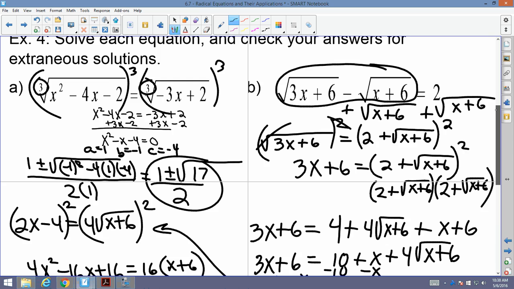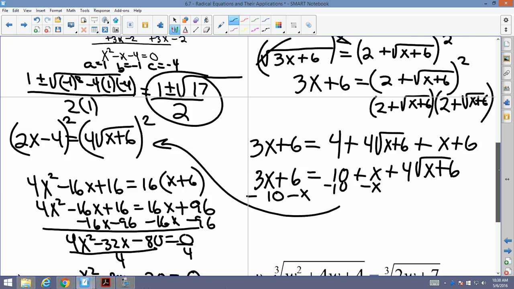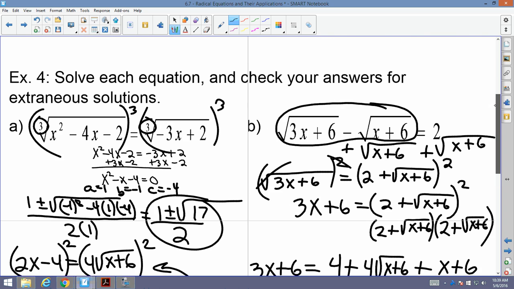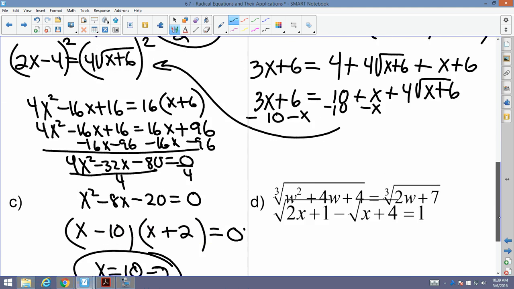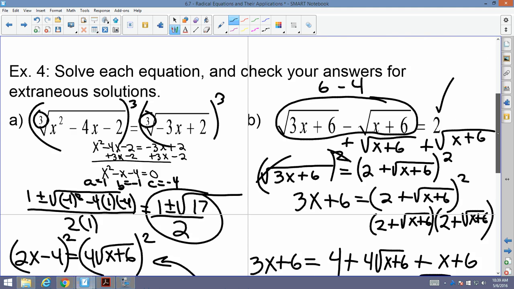Okay. Now, let's plug it in and check it out. No, guys, this is not rocket science. This is math. It's just easy. So let's check when x is 10. When x is 10, what's 3 times 10? 30. Plus 6? 36. So that's square root of 36 is 6. And then what's 10 plus 6? 16. What's square root of 16? 4. What's 6 minus 4? Yeah, that works.